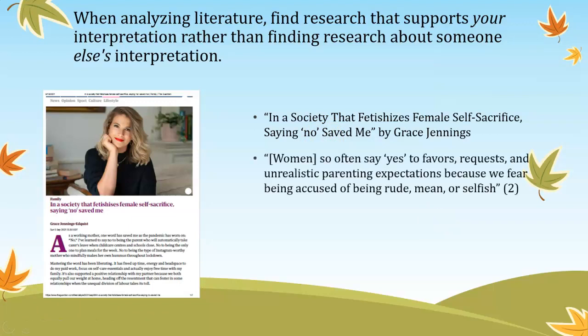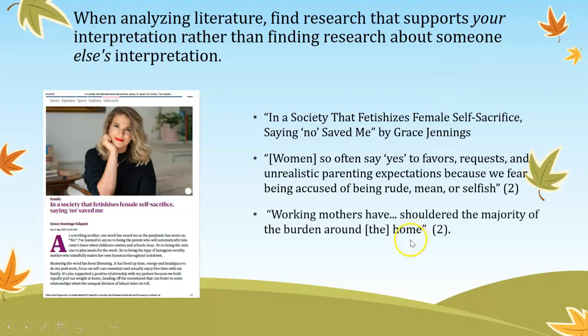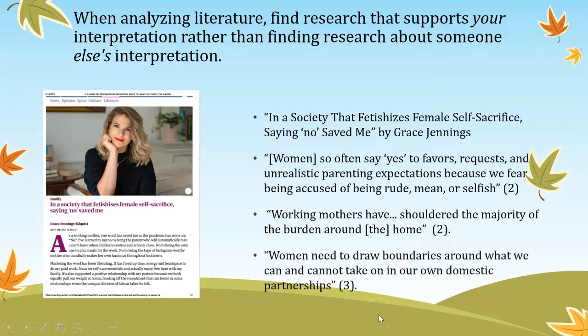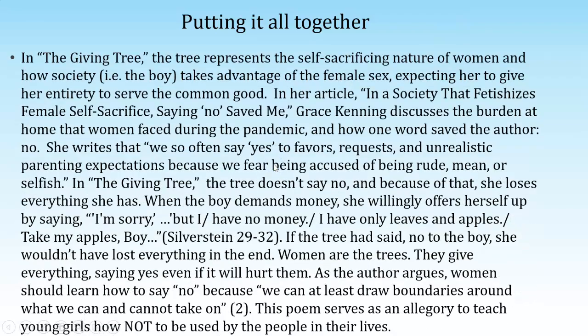So I found this quote in this article. It says, "Women so often say yes to favors, requests, and unrealistic parenting expectations because we fear being accused of being rude, mean, or selfish. Working mothers have shouldered the majority of the burden around the home. Women need to draw boundaries around what we can and cannot take on in our own domestic partnership." Okay? So I read that, which to me I think is very much what The Giving Tree is about. This tree who just gives everything away out of love, but does not receive that type of love in return. So then pull this together to write a paragraph.